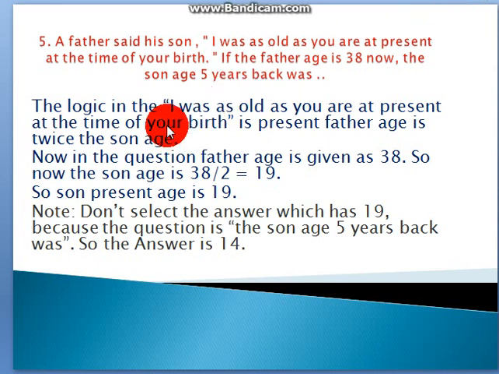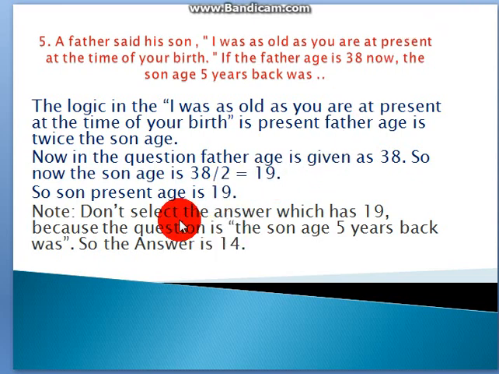Here the logic is, "I was as old as you are at present at the time of your birth" means the father's age is twice the son's age. You can understand this logic clearly. Now in the question, the father's age is given as 38. So now the son's age is 38 by 2, that equals 19. So the son's present age is 19.